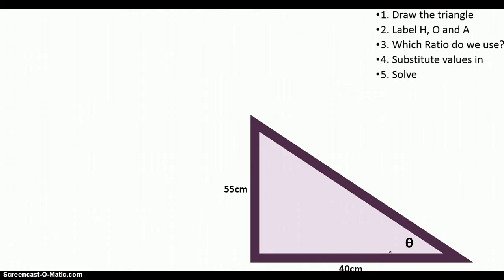So again, we've got our reference angle right here. We can still label it despite the fact that we don't have a value for it. This will be the opposite, this will be the adjacent, and this will be the hypotenuse. So which ratio do we use? Which one is the blank one? Well, the blank one is H, so I'm going to cross that out. If we've got O and A, we'll refer back to our ratios again. We have to use TOA, so that means we use the formula tan theta equals O over A.